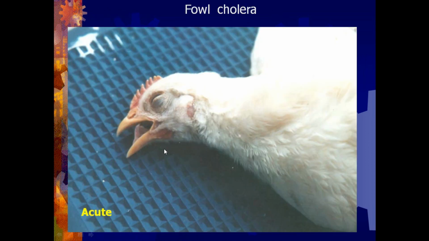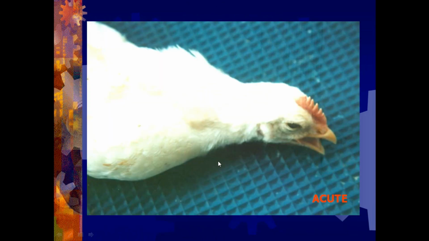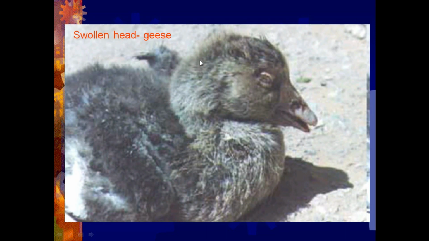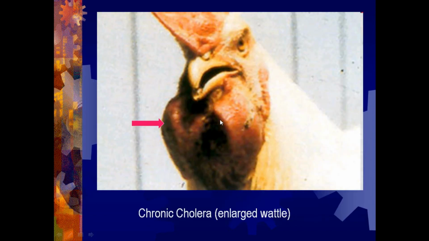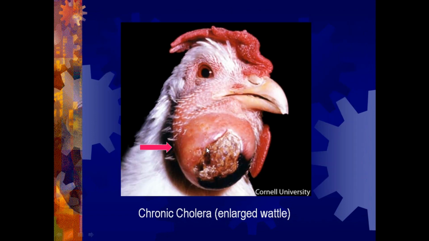This is acute fowl cholera with dyspnea. This is a similar chicken with dyspnea that is affected by acute pasteurellosis. This one here is swollen head that usually occurs in the cases of chronic pasteurellosis. And then this is enlarged wattle due to edema and vasculitis, in the case of chronic cholera.